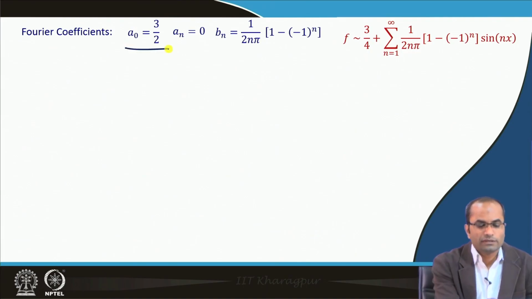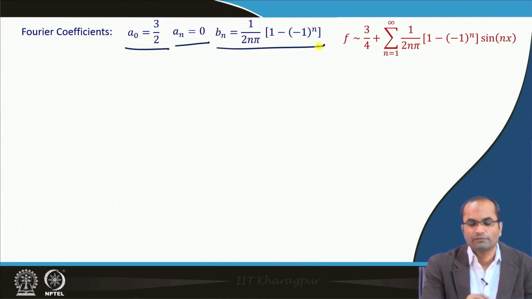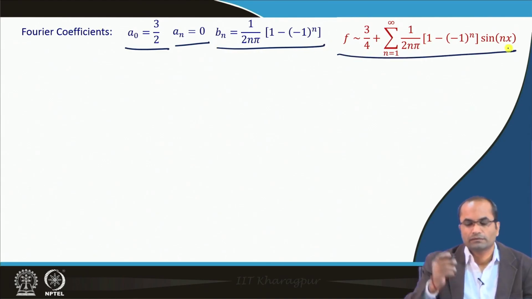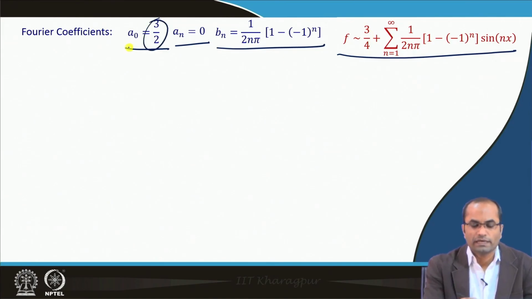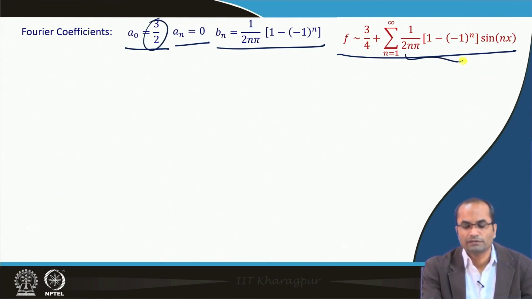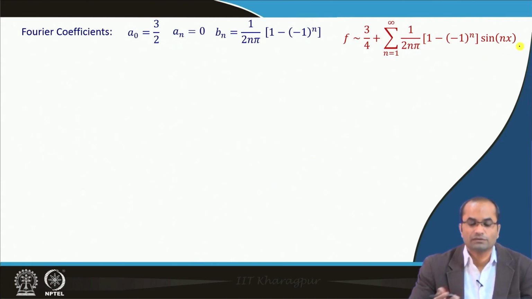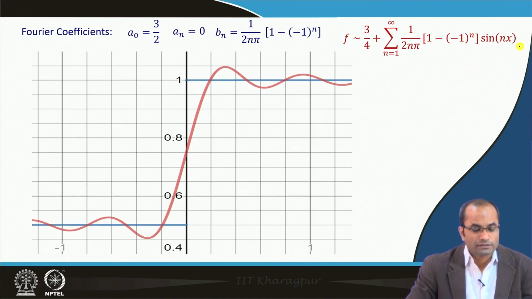So, having these Fourier coefficients, a naught was 3 by 2, a n is 0, and then we have b n, we can write down its Fourier series. So, 3 by 4, this is a naught by 2, and then we have this b n times sin n x. So, this is the Fourier series of the given function.